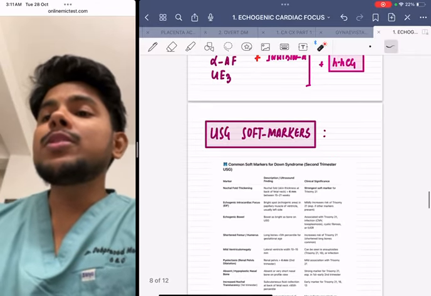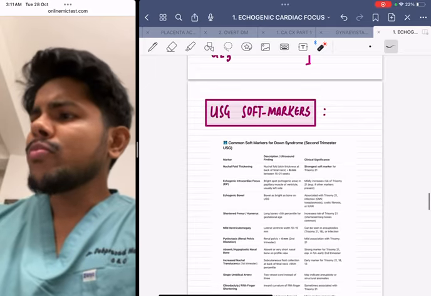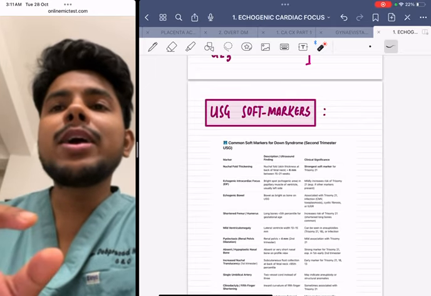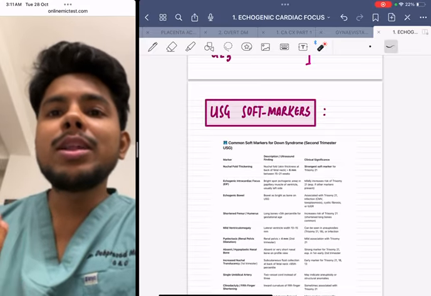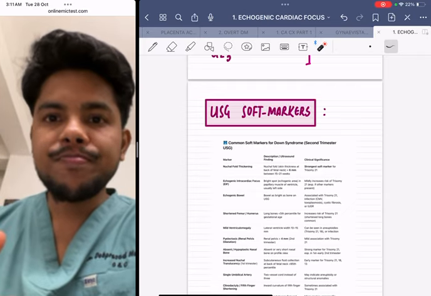Yes. So if the woman has the finding of echogenic cardiac focus, I have to make sure that the woman has undergone Down screening.